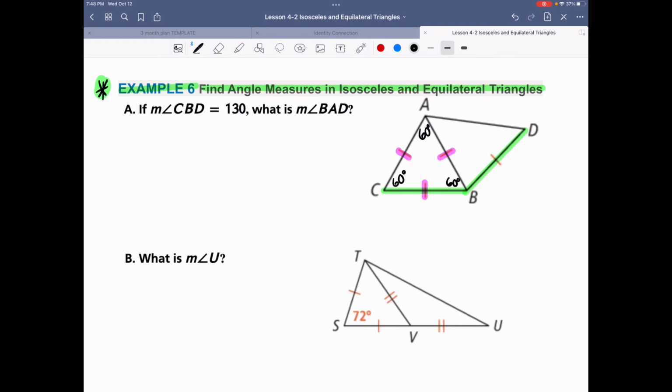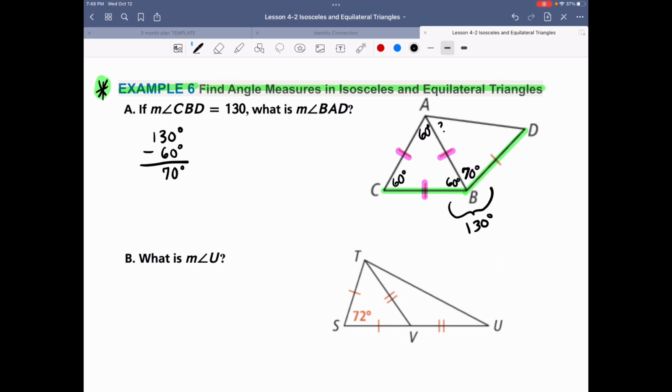Well, if CBD, this angle here, is 130 degrees, then we need to subtract. So we'll do 130 degrees minus 60 degrees. That gives us 70 degrees. So that means that this angle here is 70 degrees. But that's not the question, right? They're asking, what is this angle up here, BAD? So we need to keep working this out.